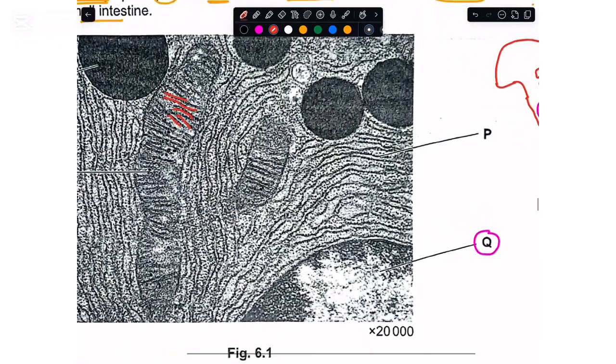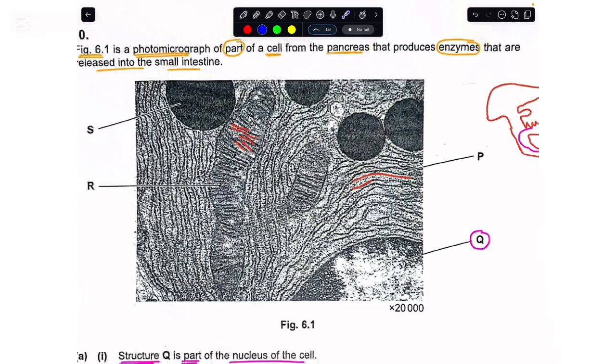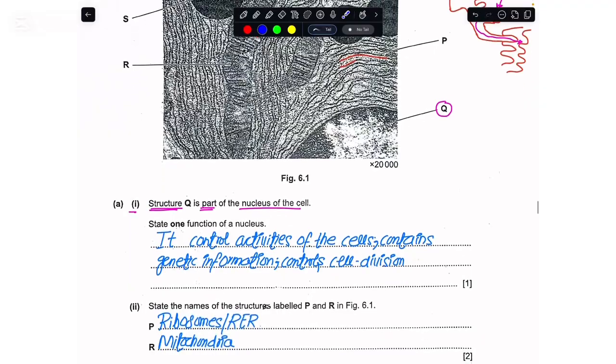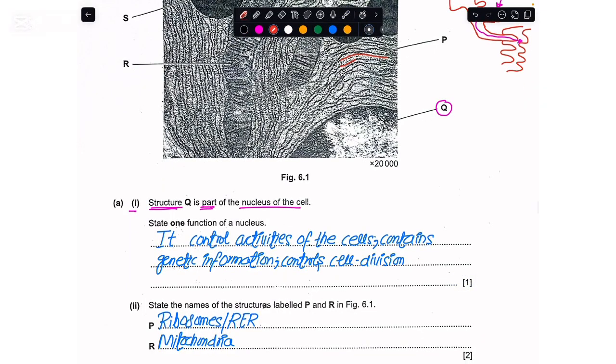And if we look toward the letter P, here we have an extended network of membranes, and this has a rough or granular appearance. So this P, you can call ribosomes or the rough endoplasmic reticulum. Now they ask for one mark that you are required to state one function of the nucleus, and you would say that it controls activities of the cell, or you could say that it contains the genetic information, or you could also say that it controls cell division. So any one point from these three which I have written for you.